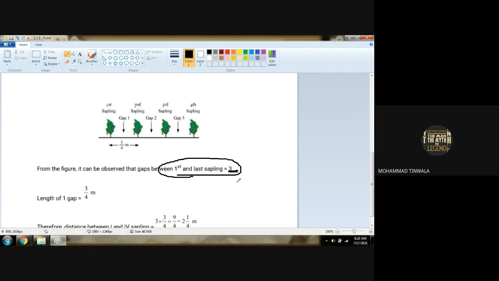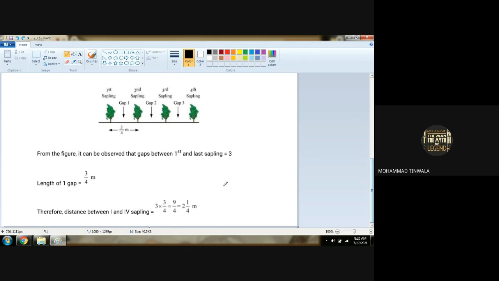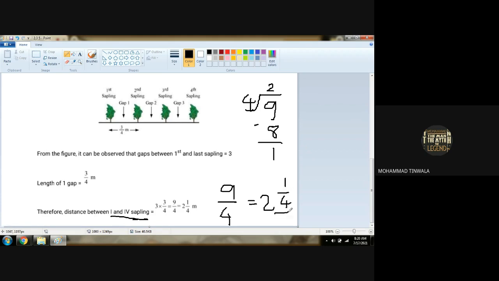Are you getting? Length of one gap is 3 upon 4 meter. Therefore, distance between the 1st and 4th sapling is 3 into 3 upon 4, which gives us 3 3s are 9 upon 4. Now 9 and 4 cannot divide by each other, so that is an improper fraction. We have to convert that into a mixed fraction. 4 2s are 8, 9 minus 8 will be 1. So you will be getting 2 integer 1 upon 4 as your answer.